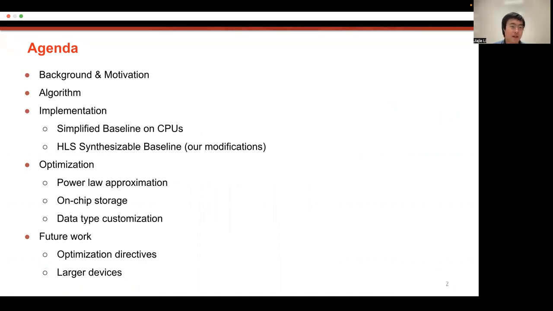And we also apply a series of optimizations, including power law approximation, on-chip storage, and data type customization to reduce both latency and resource utilization, and to make a larger design fit on the Z board due to its limited VRAM. We also have some future work to do, including the optimization directives and making it scalable to larger devices.